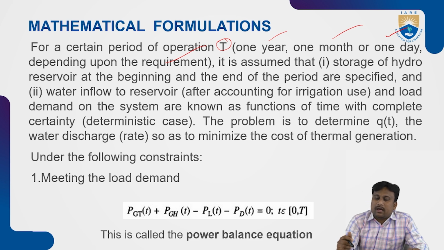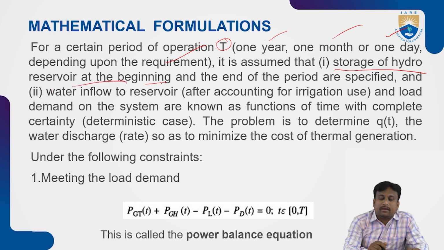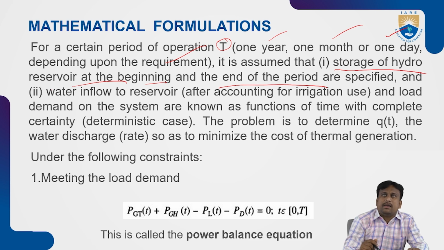The assumptions made are that the storage of the hydro reservoir at the beginning and the end of the period are specified. We need to specify the reservoir's beginning and end periods. How can we specify them? What is the capacity of the storage? To what extent is it filled? What is the level of the reservoir? Is it at peak level, lower level or mid level? These are the constraints we will define or specify.